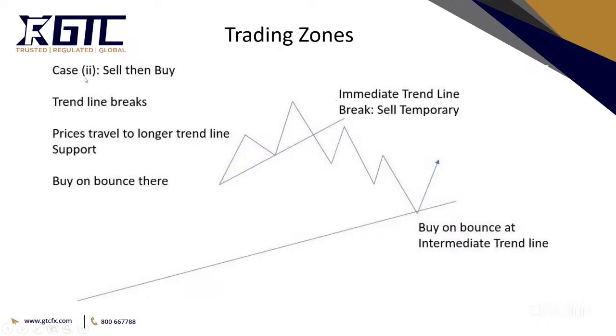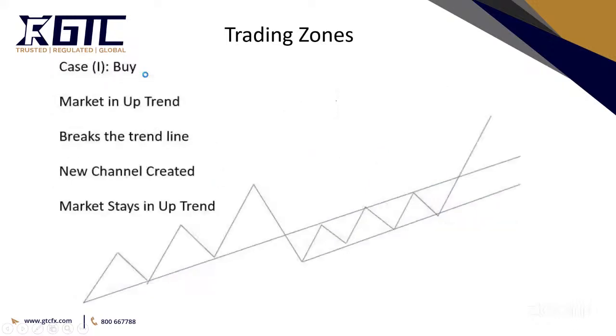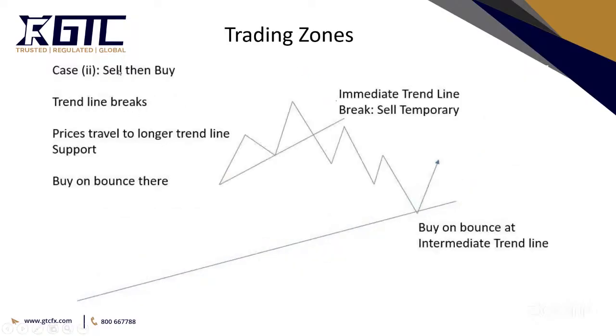So the second case is sell then buy. The first case was buy. We are not selling at all. We sold once, we had to exit, and we are now buying. The second case suggests if you want to sell, you can sell, aggressive traders, but ultimately we are going to end up buying. So, how is this going to happen?